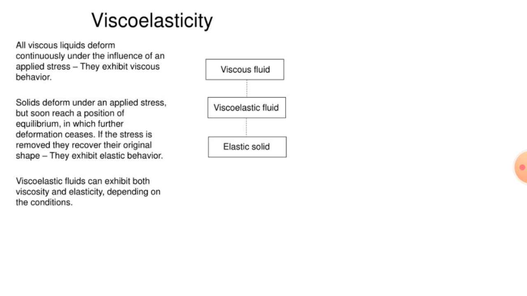Next, viscoelasticity. All viscous liquids deform continuously under the influence of an applied stress. They exhibit viscous behavior. Solids deform under an applied stress, but soon reach a position of equilibrium in which further deformation ceases, and if the stress is removed, they recover their original shape. They exhibit elastic behavior. Viscoelastic fluids can exhibit both viscosity and elasticity depending on the conditions. In the diagram: viscous fluid, viscoelastic fluid and elastic solid.